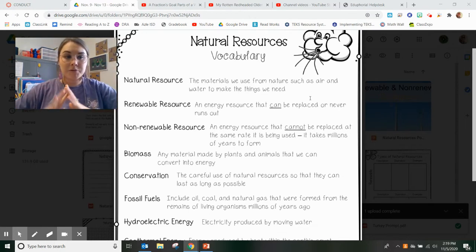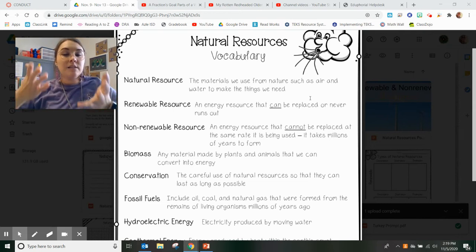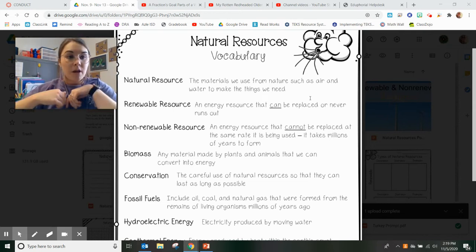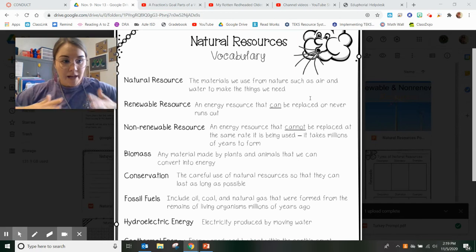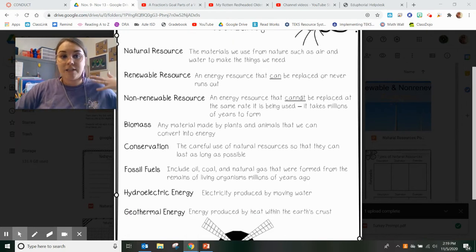The renewable resource is definition D, so you'll write D in the blank. I'll post these vocabulary words down below. Use them to help you on your matching because it'll help so much. But remember, a natural resource is materials that we use from nature, such as air and water, to make the things that we need. It's natural. It's from nature. So think natural, nature.